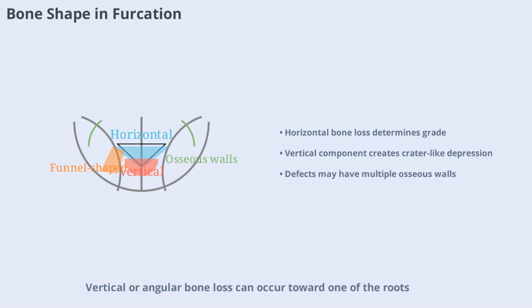Vertical or angular bone loss can occur toward one of the roots, and these defects may have 1, 2, or 3 osseous walls or be funnel-shaped around a root. Understanding bone morphology is essential for classifying furcation involvement and planning appropriate treatment.